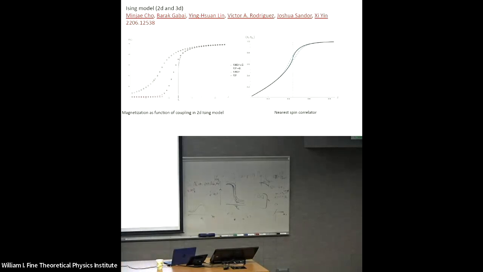One is the Ising model. It has no large N limit or anything, but it has equations obtained by flipping the spin. It's like the Dyson-Schwinger equation and has some reflection positivity constraint.